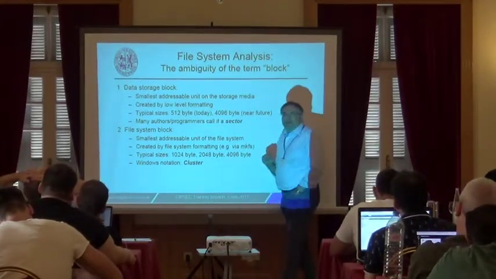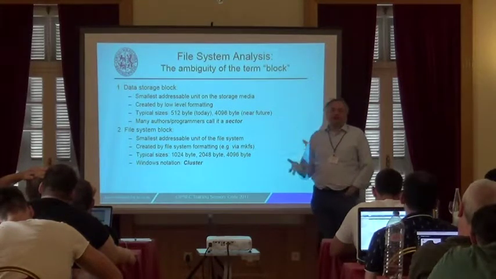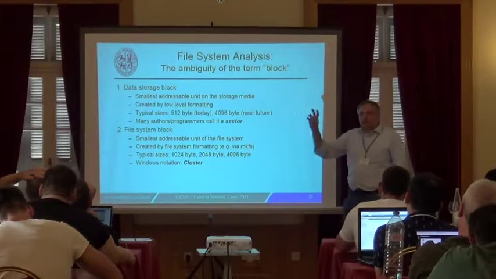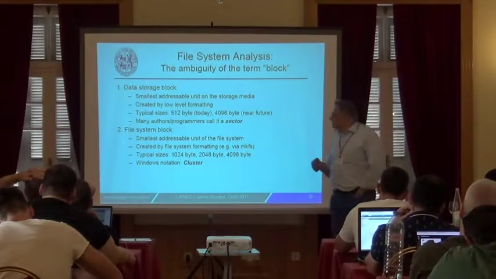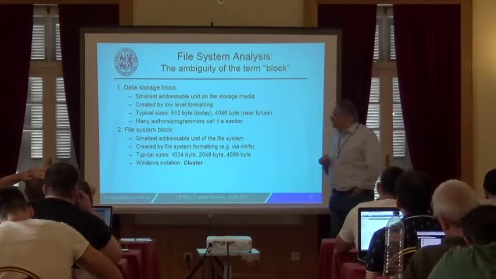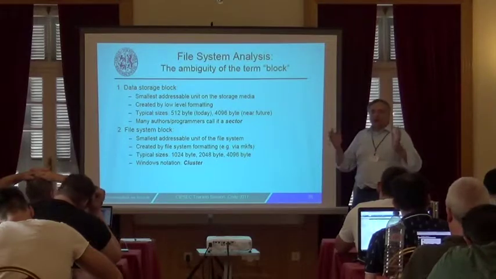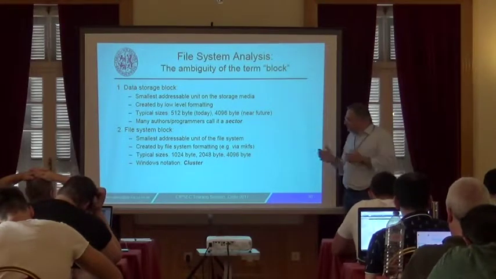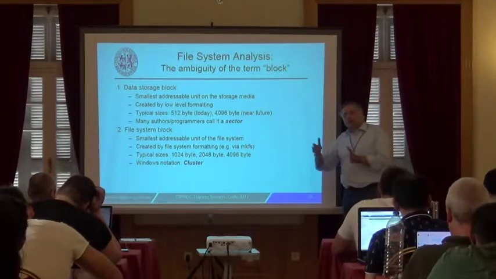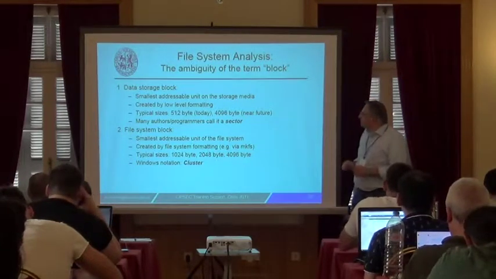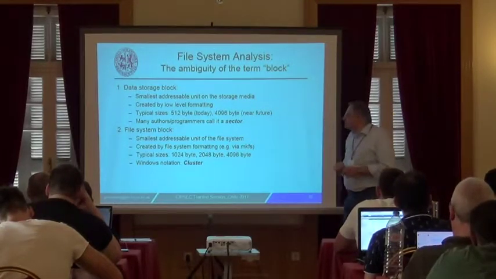However, 512 is too small because if you have a lot of files, keeping track of all these tiny little blocks will clutter your file system. So most operating systems tend to cluster these blocks and create clusters that are bigger, that are essentially a linear collection of these blocks. So let's call these blocks sectors, and let's look at the file system blocks.